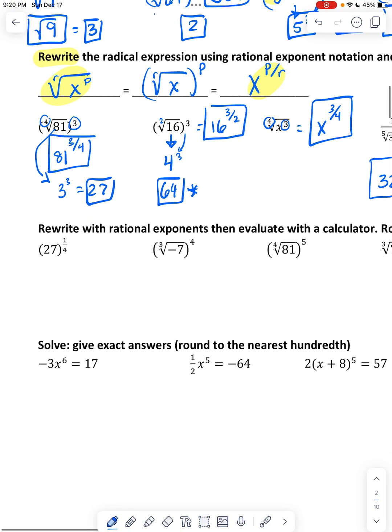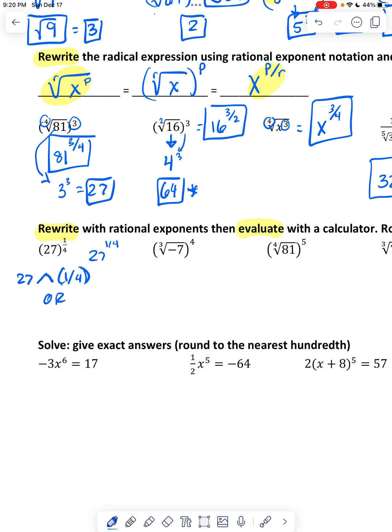Okay, now I'm going to rewrite and then evaluate with a calculator. So you're going to actually have to type this in your calculator. So rewriting, you can put this in your calculator a couple different ways. If you do 27, then use this arrow up key, and then you have to tell it it's to the 1/4 power. Some of you have a newer calculator. If you have a graphing calculator, it actually shows it up in the power. If not, you would need parentheses to say, hey, that whole thing is the power.